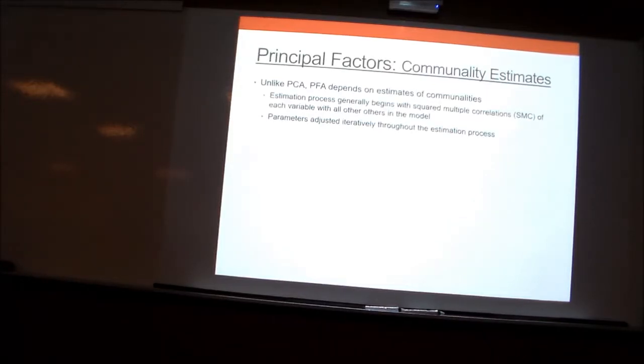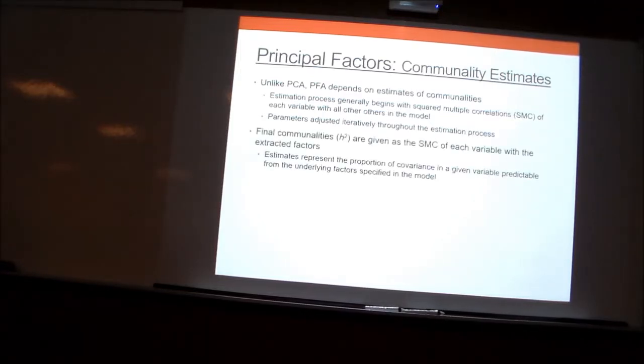Okay. Estimating our commonalities. So this is an iterative procedure within the guts of SPSS. Typically, to get these commonality estimates, we start with a squared multiple correlation of each variable with all other variables in the model. Basically, if I take item 1 and regress it on all other variables, my R squared is my indicator of my commonality initially, right? And so forth. But we're going to adjust these parameters as we go through the solution. Final commonalities are given as an H squared. This is going to be the squared multiple correlation of each variable with the extracted factors.